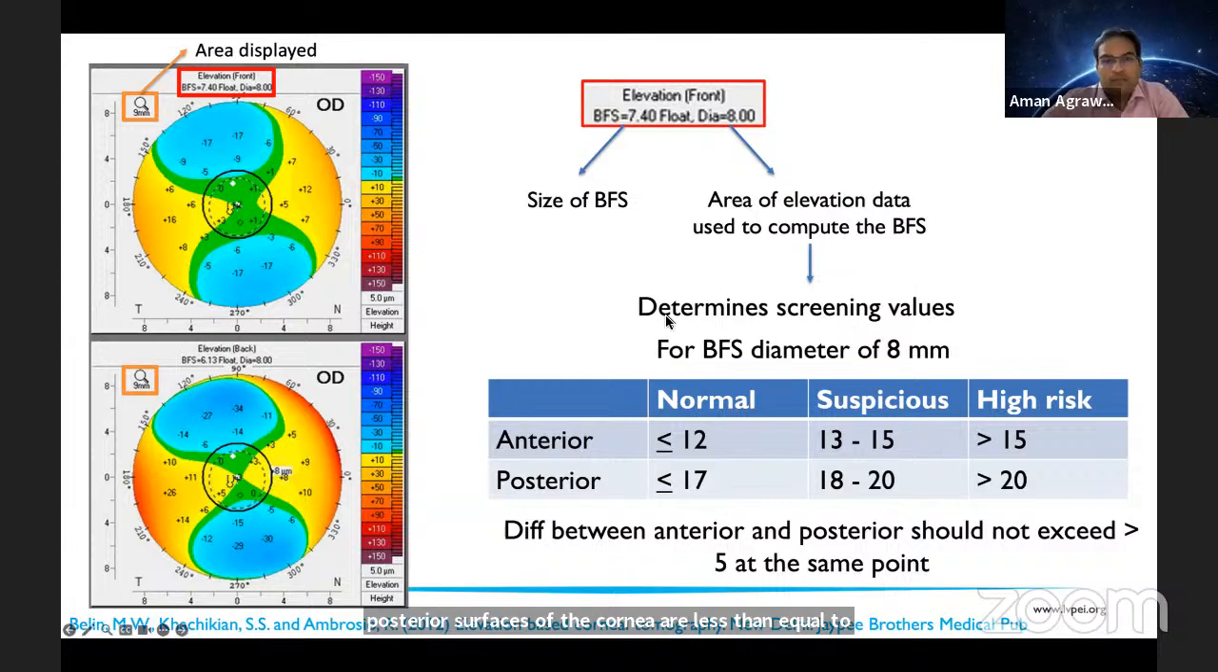While if the elevation values are more than 15 and more than 20 on the front or the back elevation map, these are very high risk values, and they might indicate an ectatic process in the cornea. Also, we should note that even if the elevation values are normal, any difference between the anterior and posterior should not exceed more than 5 at the same point.